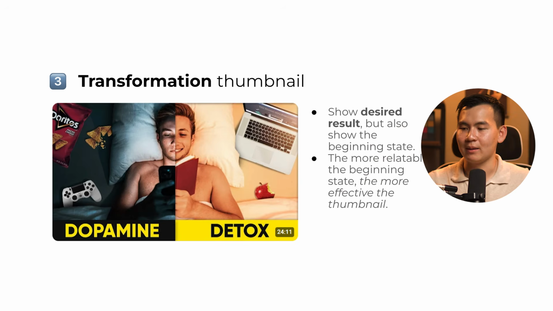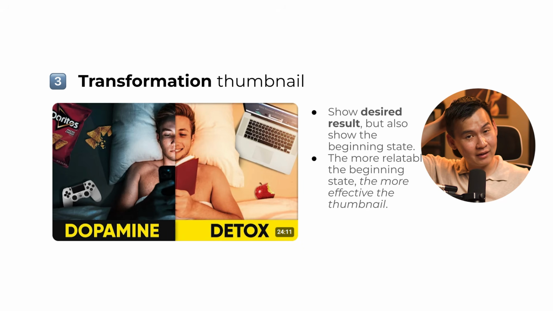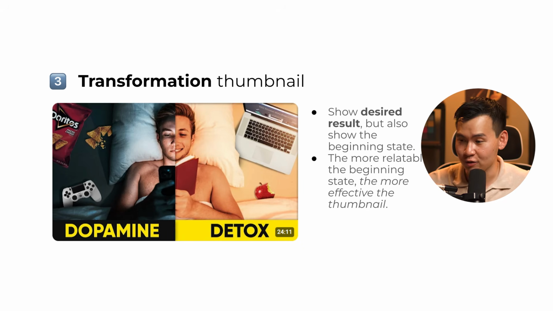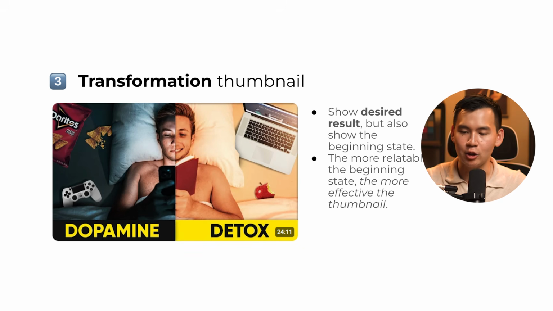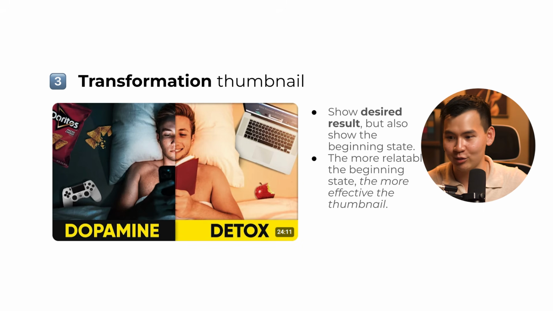And then there's a transformation thumbnail, right? This is usually a before and after kind of thumbnail, where it shows the desired result but also shows the beginning state. So on the left, dopamine, on the right, detox. On the left, dopamine, you have your Doritos, you have your controller, you have your phone, and then on the right you have the detox, which is the reader.